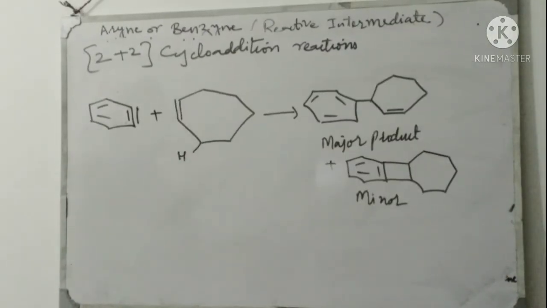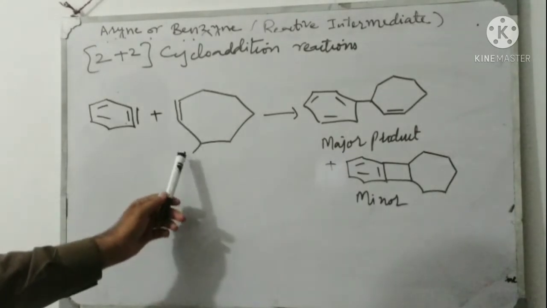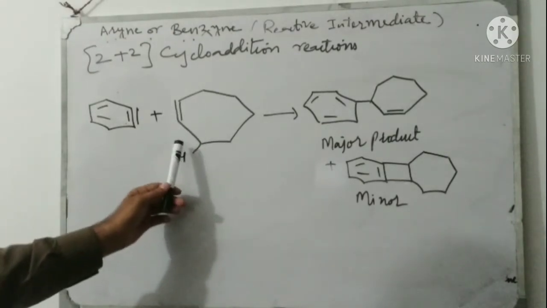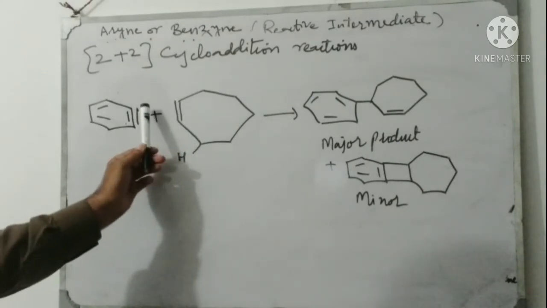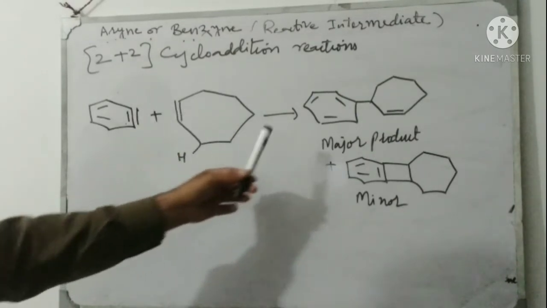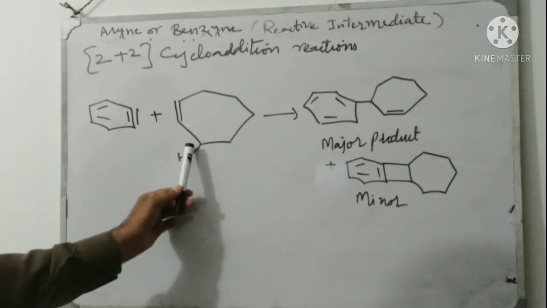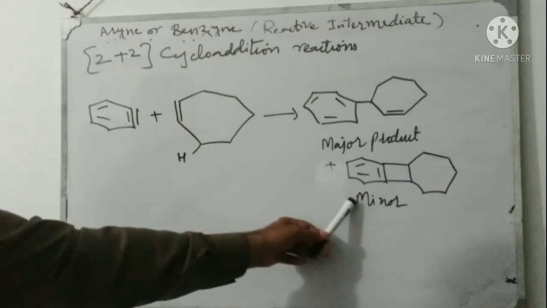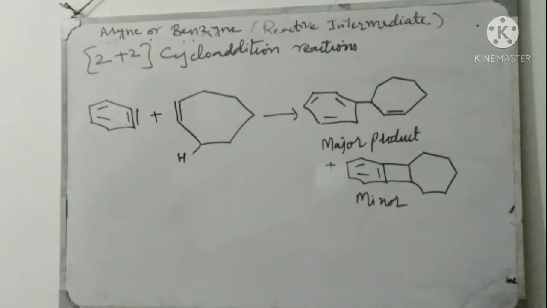This is another example of 2+2 cycloaddition reaction of benzyne. It reacts with this 7-member 1-heptene with this double bond. It may react at this allylic position, with the allylic hydrogen, or it reacts by 2+2 cycloaddition. So the major product is formed when it reacts here at the allylic position, and this is a minor product which is formed due to 2+2 cycloaddition reaction.